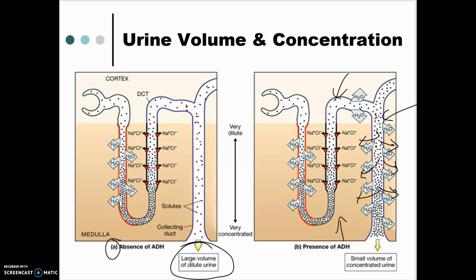Now, if we looked at the urine sample from this patient, we'd find a relatively small volume of urine, but it would be very concentrated, so it would be very dark in color, compared to the first patient that had lots of urine but it was very pale, or almost hardly had any color at all. So that's the difference between the presence of ADH and the absence of ADH.